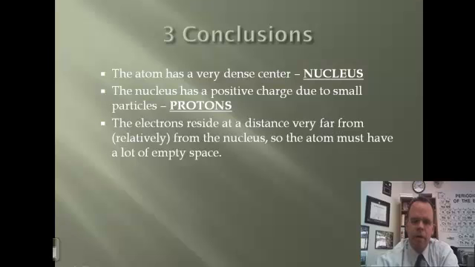So we come up with a new model. His experiment disproves the plum pudding model. We have to develop a new model of the atom. And this new model involves a positively charged nucleus containing pretty much all of the mass of the atom that was very, very, very small and very dense, and a huge amount of empty space around the nucleus where the electrons reside.